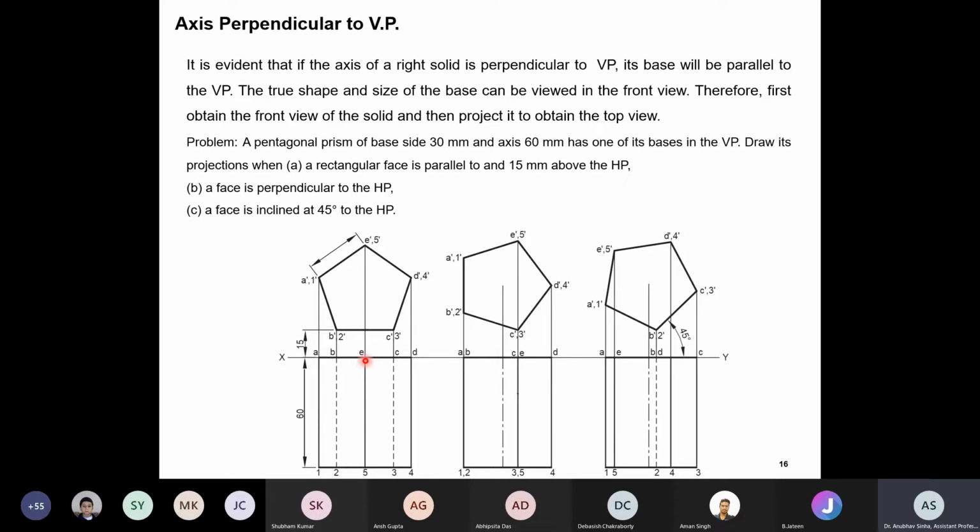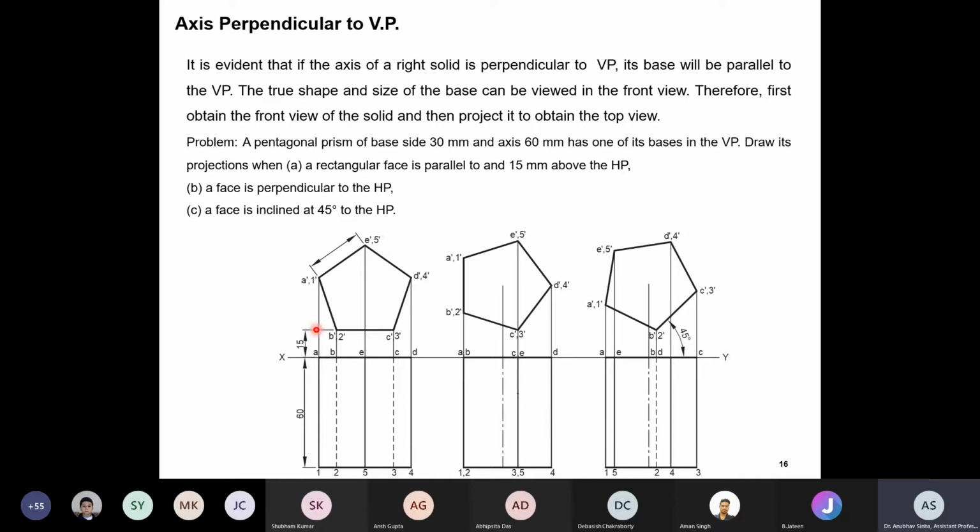E5 is the axis. Also note down how we are doing the naming. If you have a pyramid or a prism, one side will be ABCD and the other side will be 1, 2, 3, 4, 5 correspondingly. And how to put dash and double dash, you are anyway clear with.